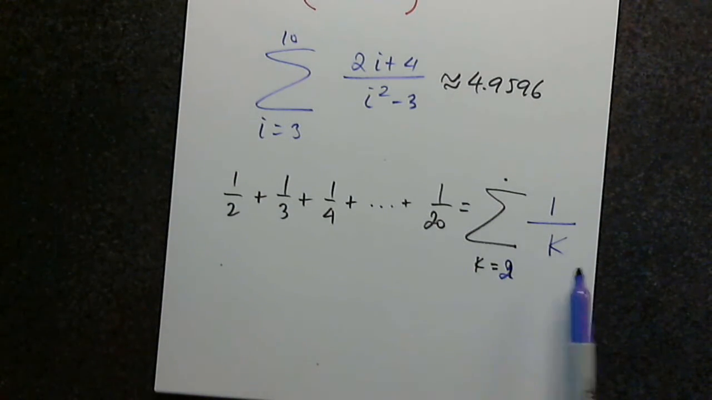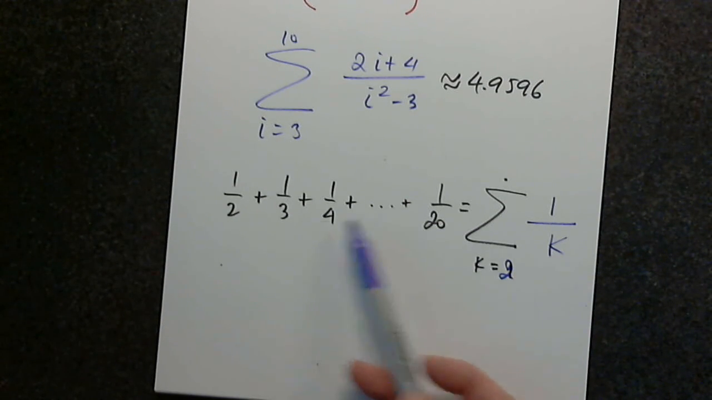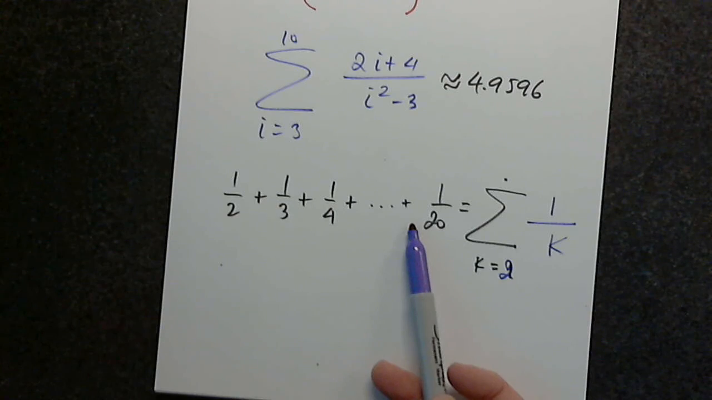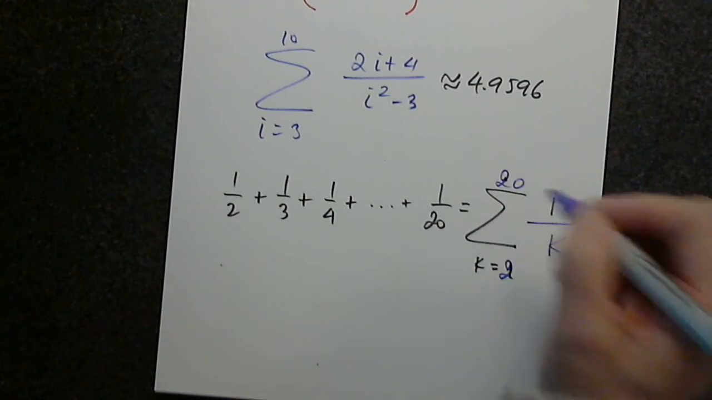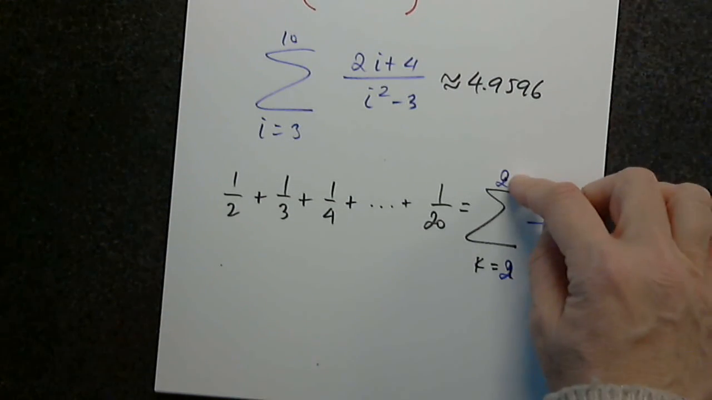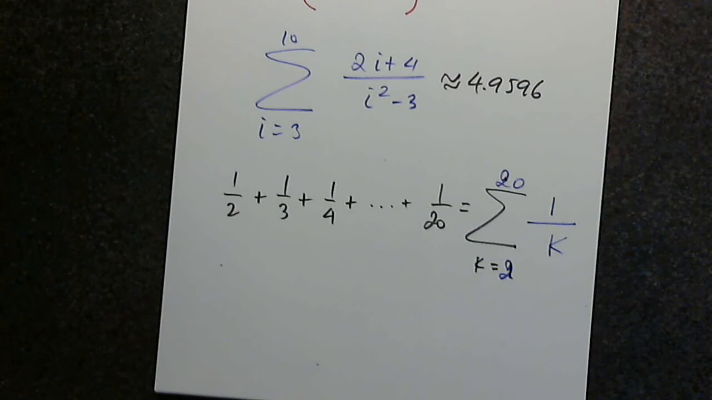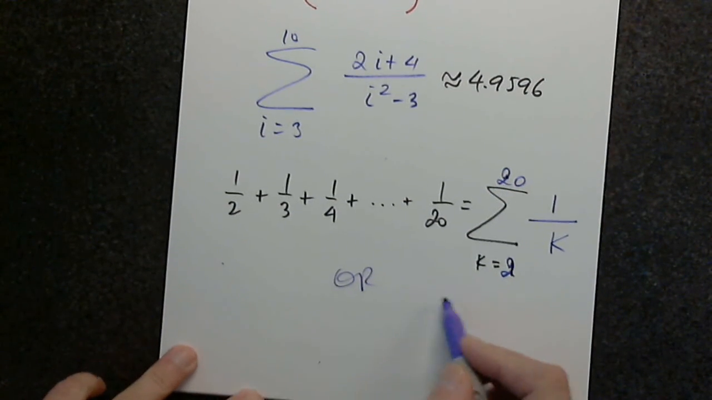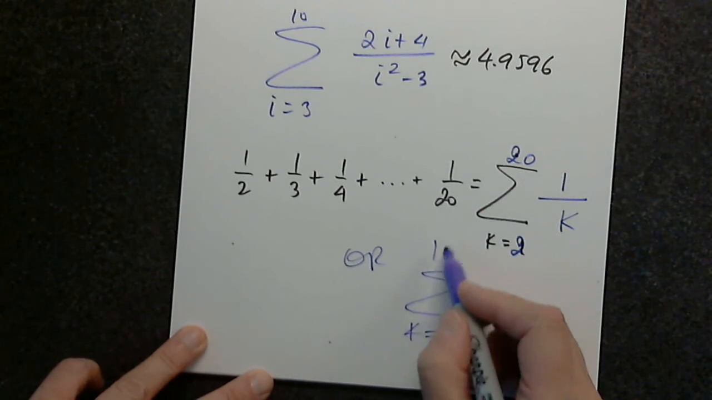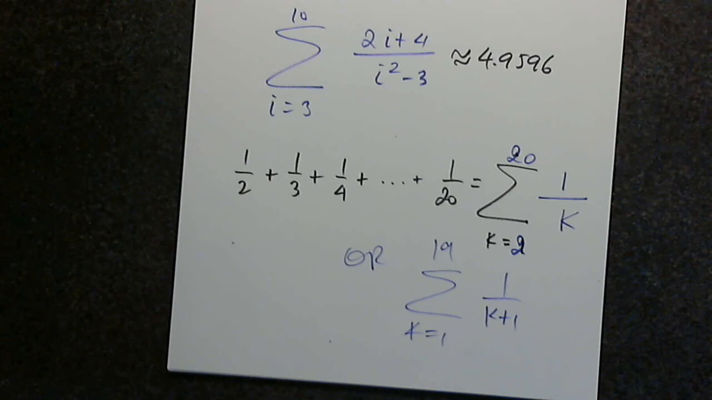Excellent. So when k is 2, I have 1/2. When k is 3, I have 1/3. When k is 4, I have 1/4. When k is 20, I have 1 over 20. So now, indeed, we'll have to stop at 20. If we had k plus 1, we would have started at 1, and we would have ended with 19. Same thing. So I can say k equals 1 through 19 of 1 over k plus 1. One or the other. Both will give us the same answer.